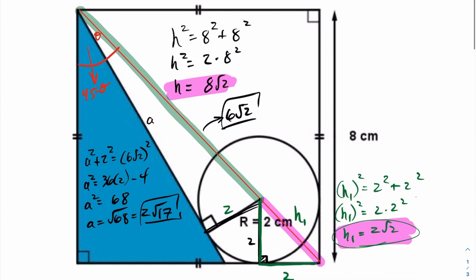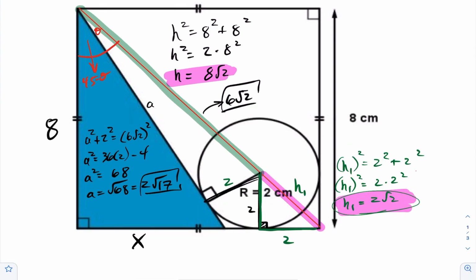So again, trying to find out as much as we can of this shape here. Now, if you take a look, I want to calculate the area of this triangle. And the height, I know that's 8. I just need to find this base here. But for this base, I have a right angle triangle. If I label this with an x, I know this is 8.